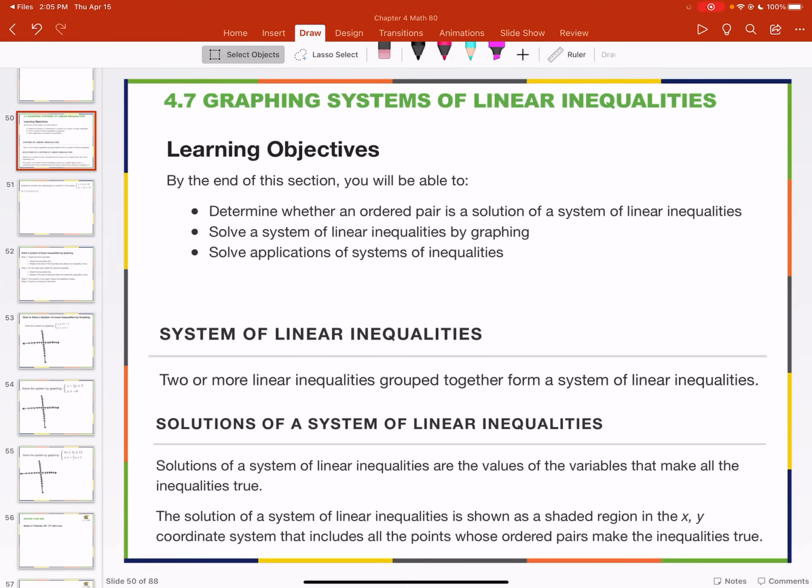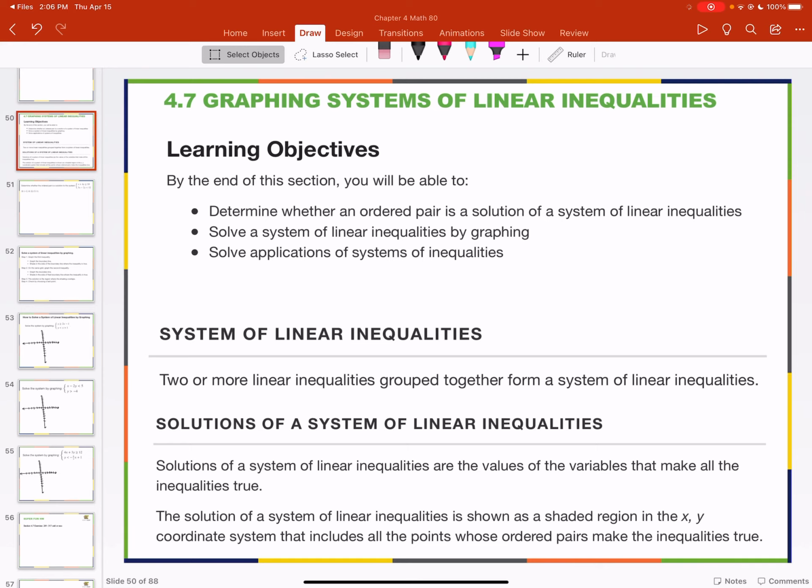Hello, welcome to section 4.7, where we're talking about graphing systems of linear inequalities. And remember, in a previous section, we learned how to graph linear inequalities just on their own. So now what we're going to do is graph two of them and see if there is any intersection. So let's get into that first.